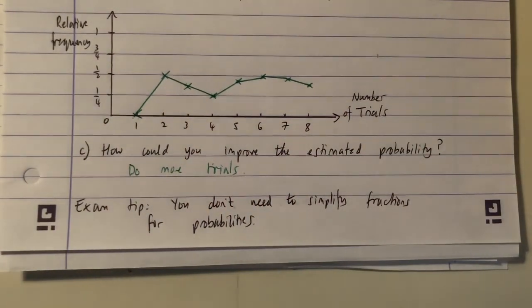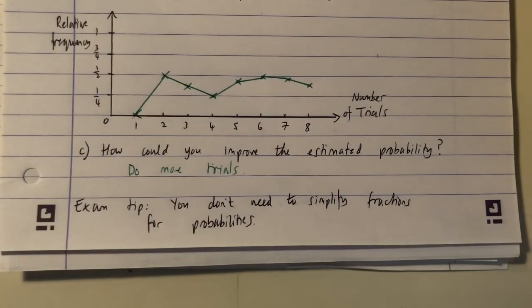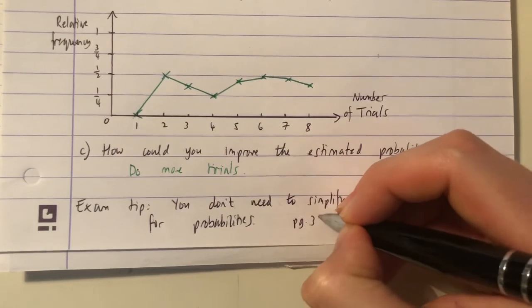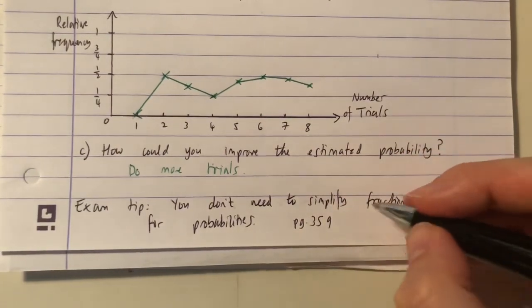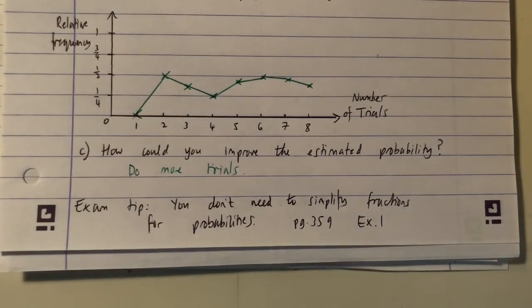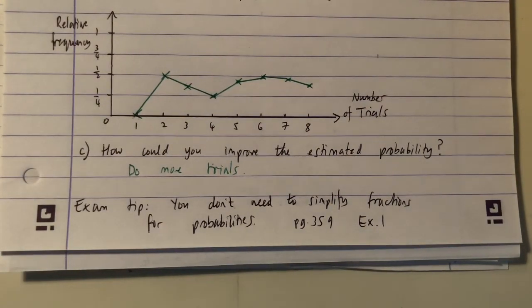And the questions I would like you to complete are on page 359. And if you could just do exercise 1, that would be great. It's a lot of wordy questions, so you're going to have to use some of your analytical thinking and common sense to answer these, but it should be relatively straightforward. And that is pretty much it.